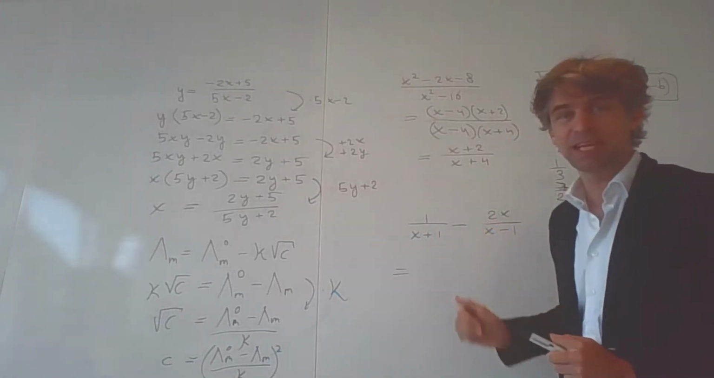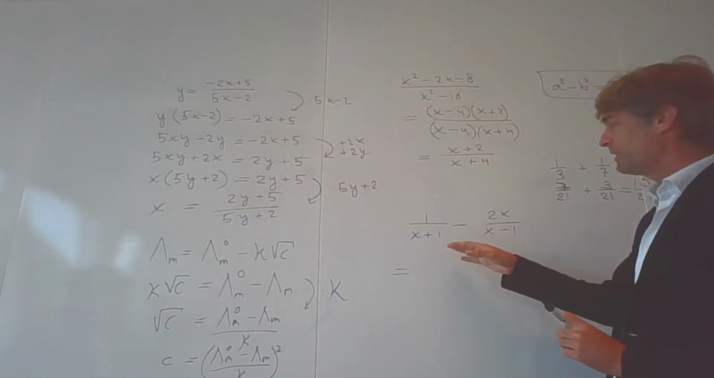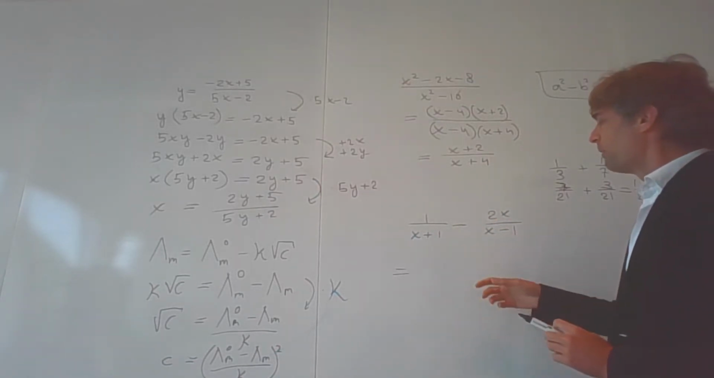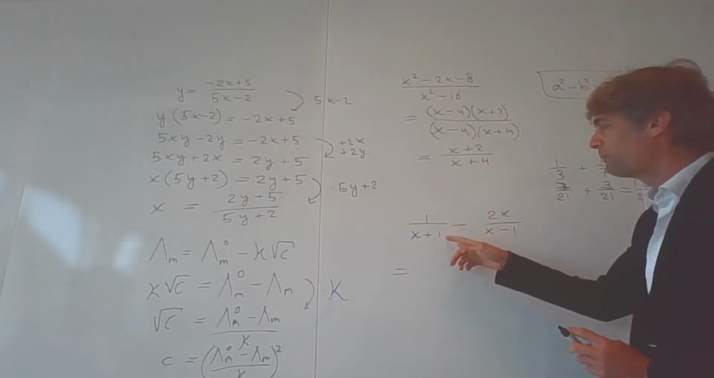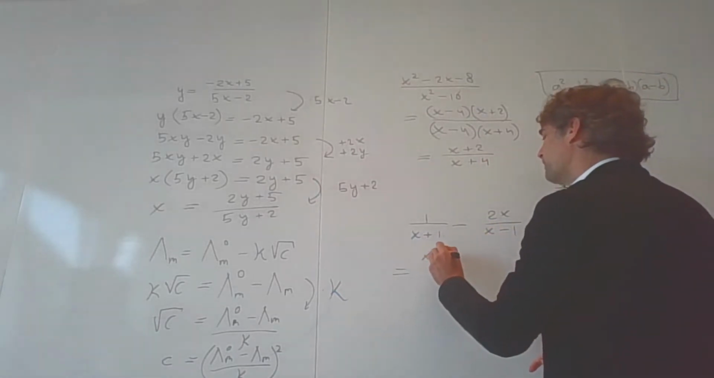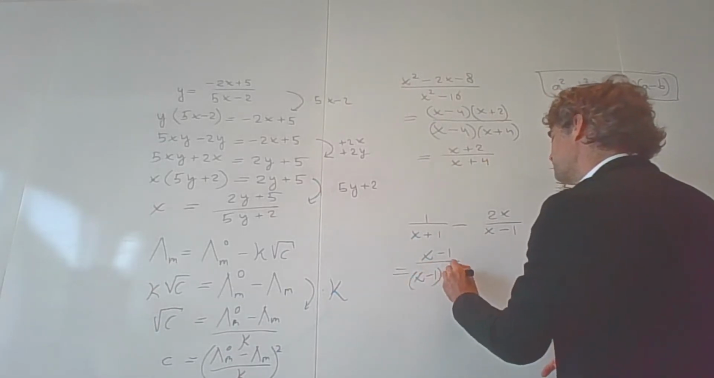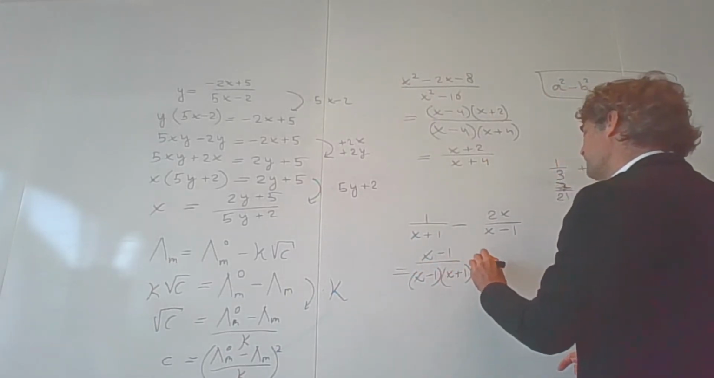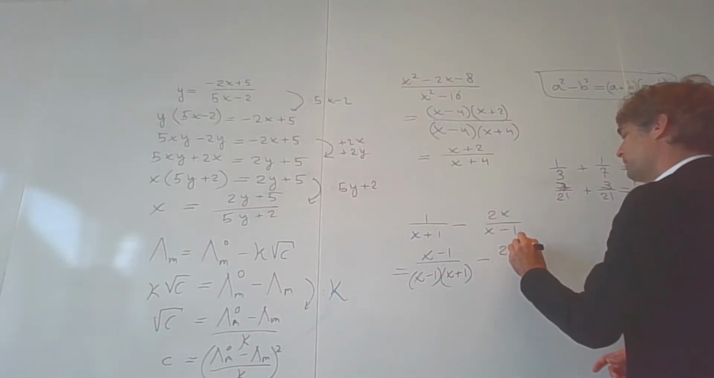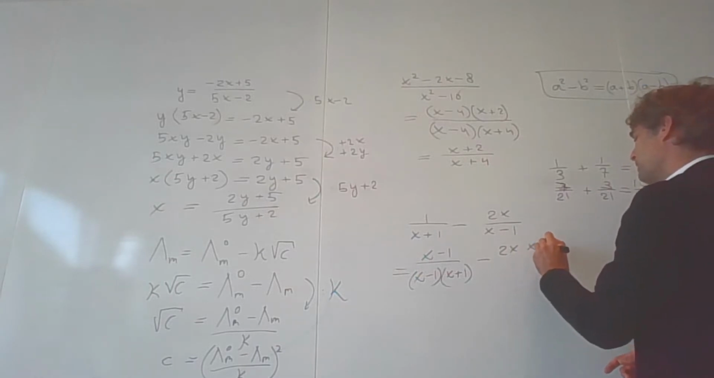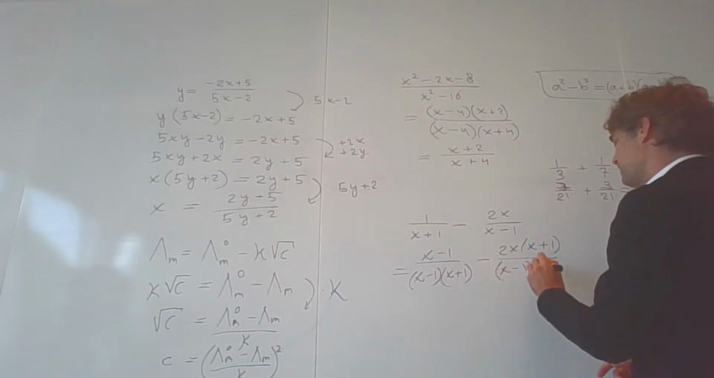Same here. Nothing different. We should just make sure we have equal denominators. So that should be the denominator x plus 1 times x minus 1. So I multiply both sides here by x minus 1. I get x minus 1 divided by x minus 1 times x plus 1. And here I get both sides times x plus 1. So it's 2x times x plus 1 divided by x minus 1 times x plus 1.